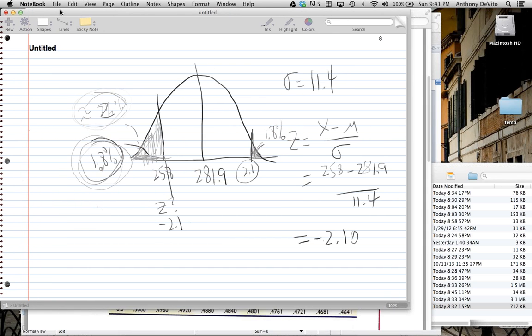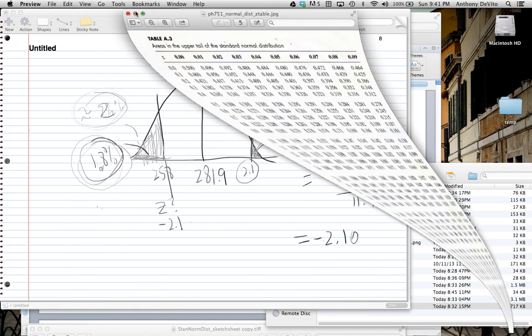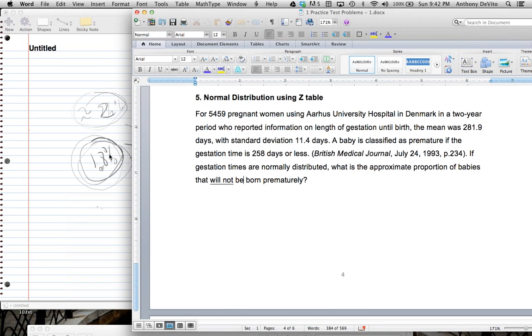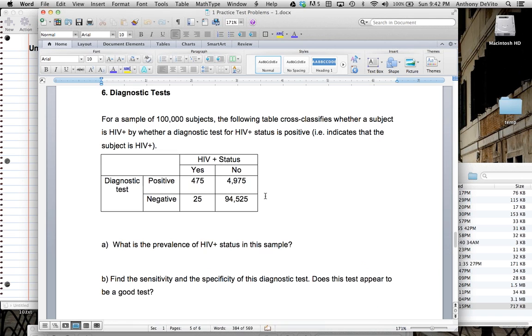And just keep in mind, in case you get it wrong, the answer is 1.8%, right? Because what was the question again? Let me just reiterate what the question was. The question was, a baby is classified as premature if born in less than 258 days. If the gestational times are normally distributed, what is the approximate proportion of babies? Oh, I'm sorry. You're absolutely right. The answer is 98.2%. You guys keep catching me in errors here. You're exactly right. The question asks, what's the probability that the baby will not be born prematurely? Last time I went over this with somebody, I even underlined the will not be premature. The probability that they'll be born prematurely was 1.8%. The probability to not be born prematurely is 98.2%. Exactly right. Keep reading the questions. It'll help you out on the test.